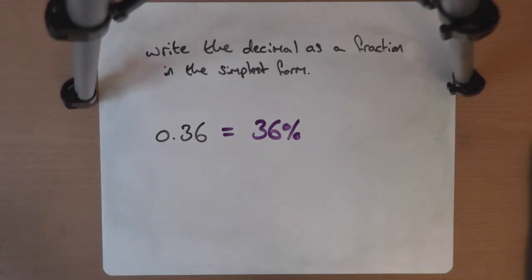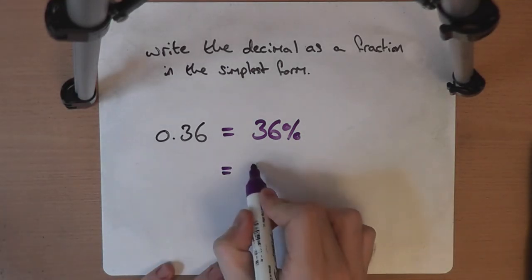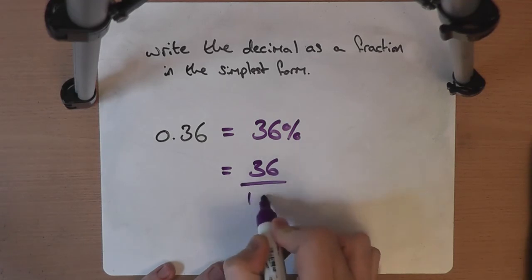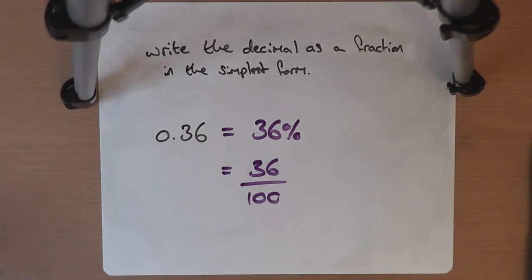And now that we've done that, there's our first step, so we've times by 100 to turn it into a percentage, and then our second step can be, well, 36% literally means 36 out of 100, so we can rewrite that, 36 out of 100, and there we go, we are looking at a fraction. But that's not the whole story, because we wanted our fraction in the simplest form. The question specifically tells us to do that, so we need to cancel that down if we can to get it into the simplest form.